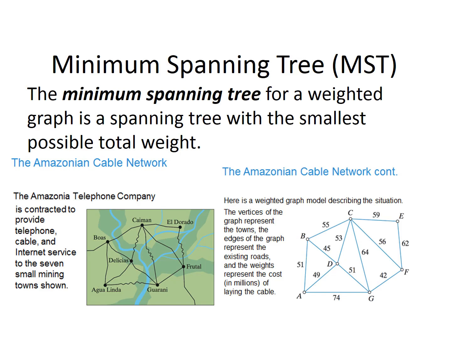The minimal spanning tree, the MST, for a weighted graph is a spanning tree with the smallest possible total weight. So this one is about this. Telephone companies provided telephone cable and internet to the 7 small mining towns, right? And so we want to figure out, over here it has a weighted graph of that same picture, which in this case could represent the cost in millions of laying the cable. So we want to find the minimal spanning tree, the least amount of cable that we would have to use.